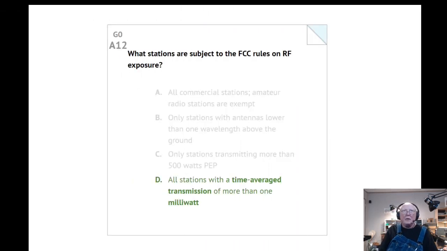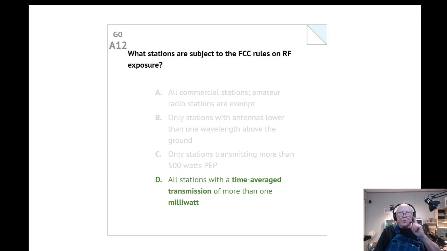And number 12, question 12. This is the last question for this section of this sub-element. What stations are subject to the FCC rules on RF exposure? All stations with a time average transmission of more than 1 milliwatt.